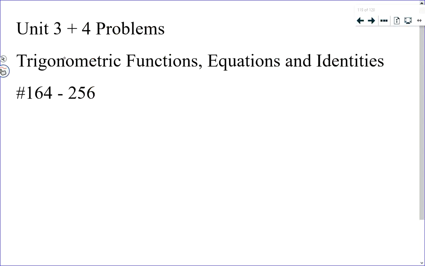That is all of Unit 3 and 4 in Math 30-1, the straight poop. The questions in your big handout dealing with trigonometric functions, equations, and identities are from 164 to 256.